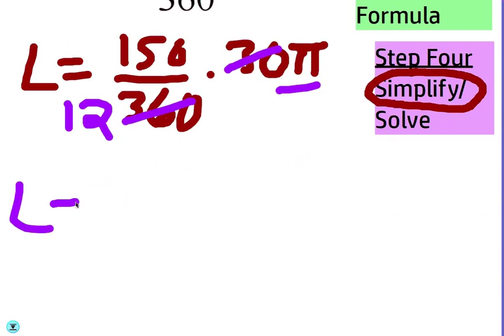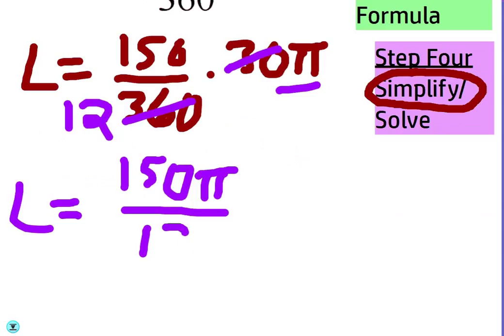So we're going to have L equals, still got 150 on the top. Okay. Can that be reduced? Yes, because they're both even, right? 150 and 12 are both even. Now I don't know about 4. 4 doesn't go into 150. 3 does. 3 goes into 150 and 12. Let's see. I'm thinking 6 goes into both of those. Think about that for a second. Okay, so we're going to divide both by 6, the top and bottom.